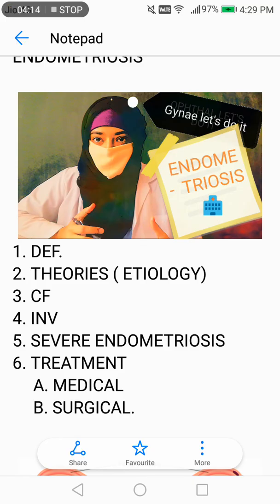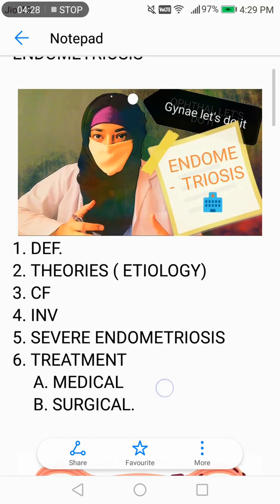There is a condition of severe endometriosis. Point number 5, severe endometriosis means long-term endometriosis. Number 1, it has a lot of adhesions. Number 2, it has caused a distortion in the anatomy. Number 3, it has caused an endometrioma, a big mass which looks like a malignant condition. And number 4, it may cause obliteration of the pouch of Douglas.